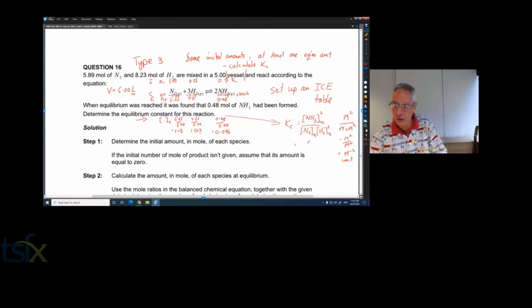Okay, NH3 squared, I need 0.096 squared. See why you must have the expression. N2 is 1.13. And the H2 is going to have to be cubed, 1.502. I will not use a rounded off number in a calculation. I will have to remember to cube that. So I'm actually going to do that first.